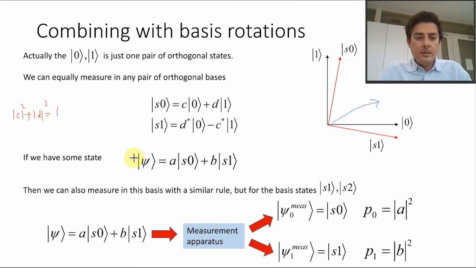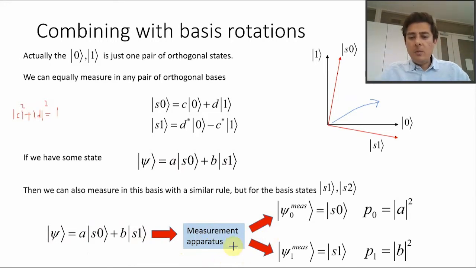So then, assuming we could write it in that form, A and B, the measurements just proceed in exactly the same way as we're already used to. We've got our state, we've rewritten it in terms of S0 and S1. We stick it into our measurement apparatus, which is going to be measuring S0 or S1.